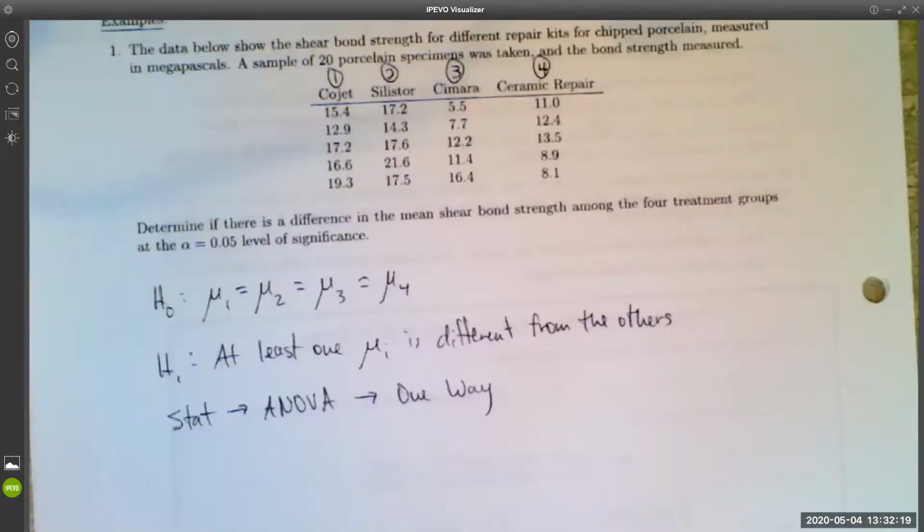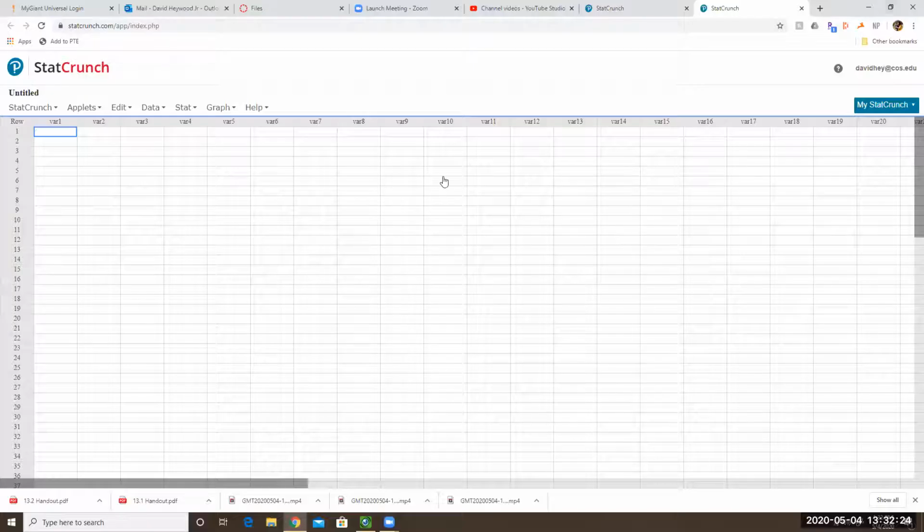Okay, let's do it. We're also, of course, going to have to get that data into StatCrunch. So here we go.